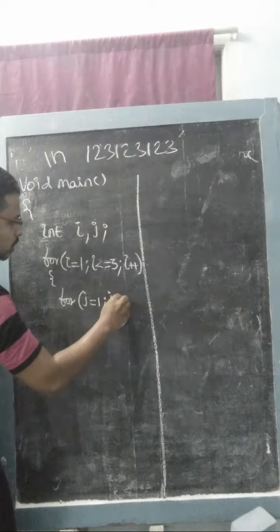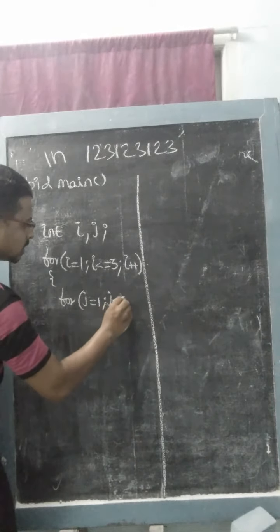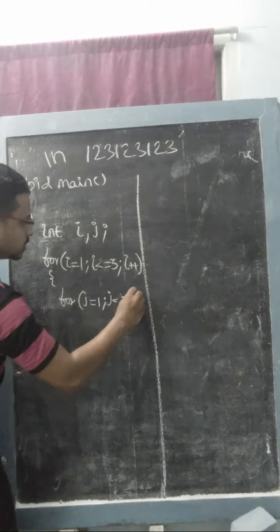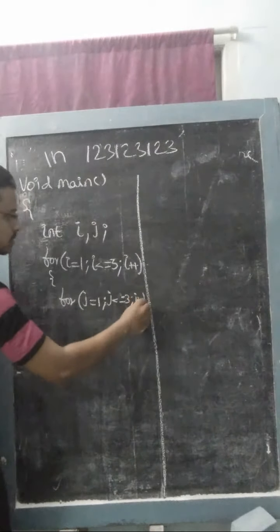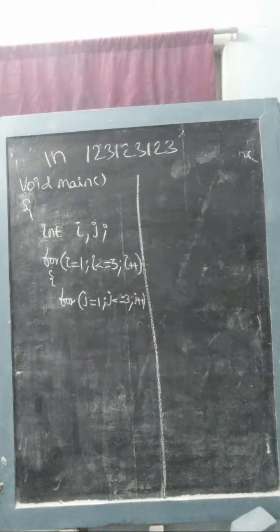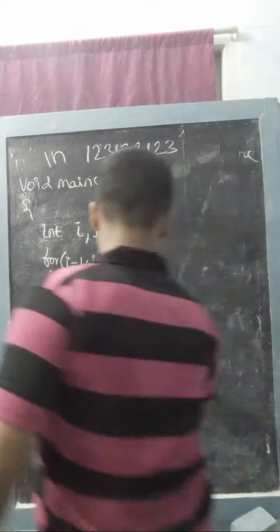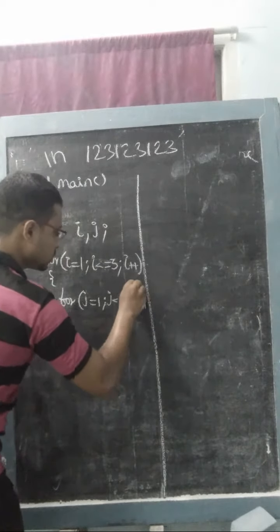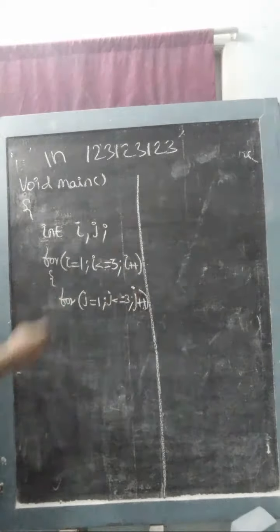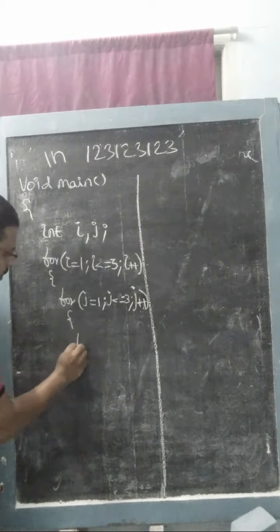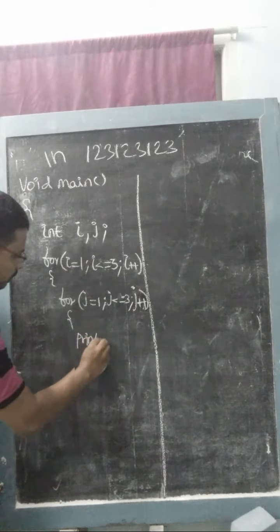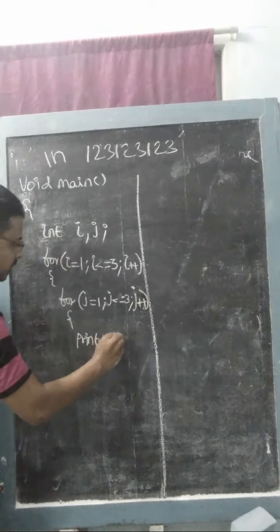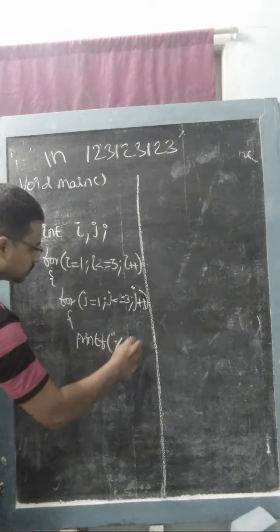J less than or equal to 3, and then j plus plus. I think it may be visible to you. Okay, I think it is visible, right? Okay. I'm going to print the I value. Printf, I is an integer value, so percentage d, I.